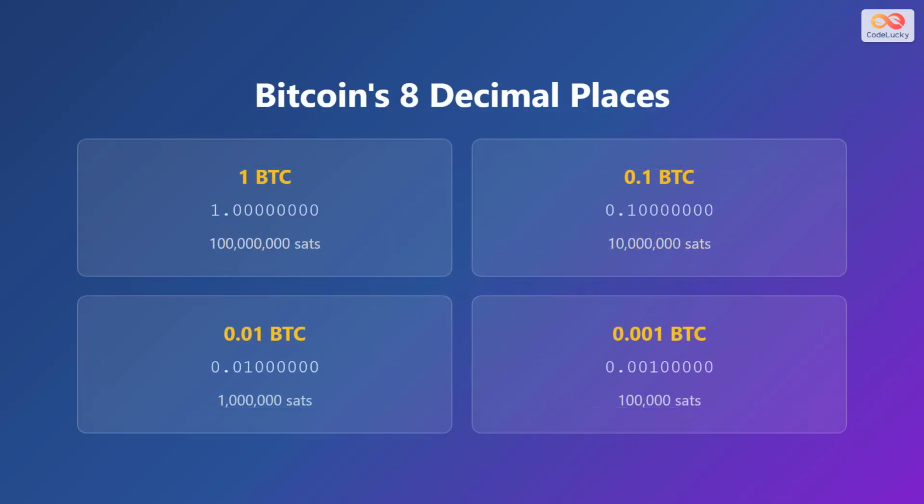Bitcoin's 8 decimal place system creates a hierarchy of units. One whole Bitcoin contains 100 million Satoshis. 0.1 Bitcoin equals 10 million Satoshis. 0.01 Bitcoin equals 1 million Satoshis. And 0.001 Bitcoin equals 100,000 Satoshis. This flexible system allows for transactions of any size.